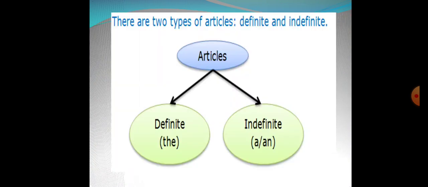There are two types of articles, definite and indefinite. As you can think from the word, definite means something which is in particular. When we talk about something particular or specific, that is definite. And indefinite means when we talk about something in general. So the article the is a definite article, whereas the articles a and an are indefinite articles.